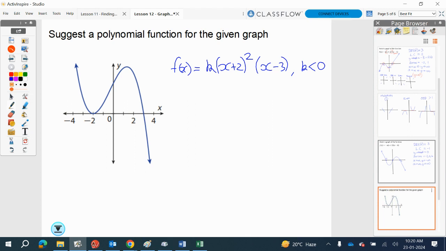Could there be other answers than this one? Well, yeah. Could it be a 4? Could it be x plus 2?